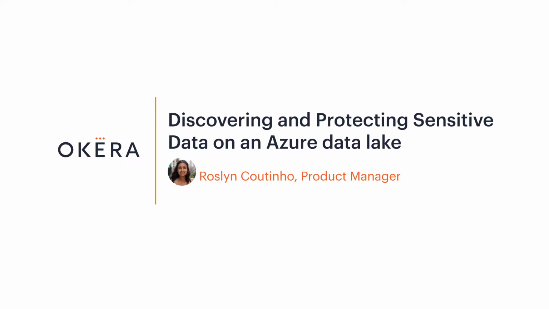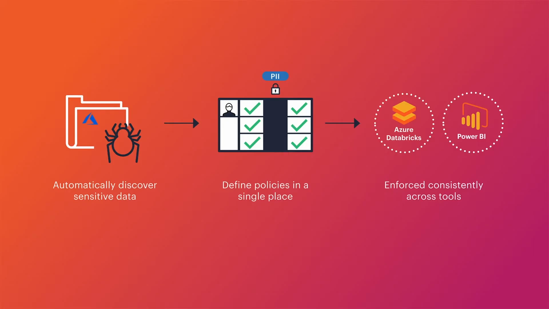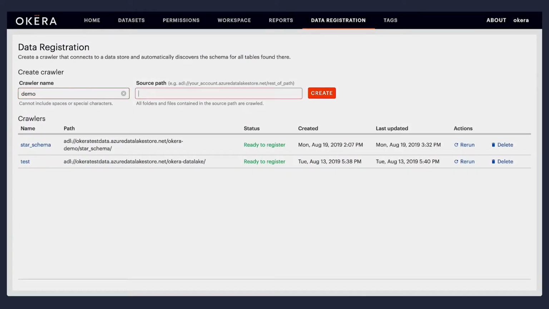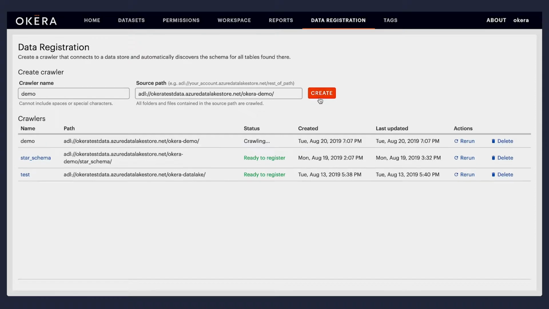In this demo, we will show you how you can use Okera to discover and protect sensitive data on your Azure data lake. By 1, using our crawler to discover your data and automatically classify any personally identifiable information. 2, define fine-grained access policies within Okera. And 3, have those policies consistently and dynamically be enforced at scale for the same user, regardless of what tool they are using. First, let's start with discovering datasets that are not yet registered in the Azure data lake.